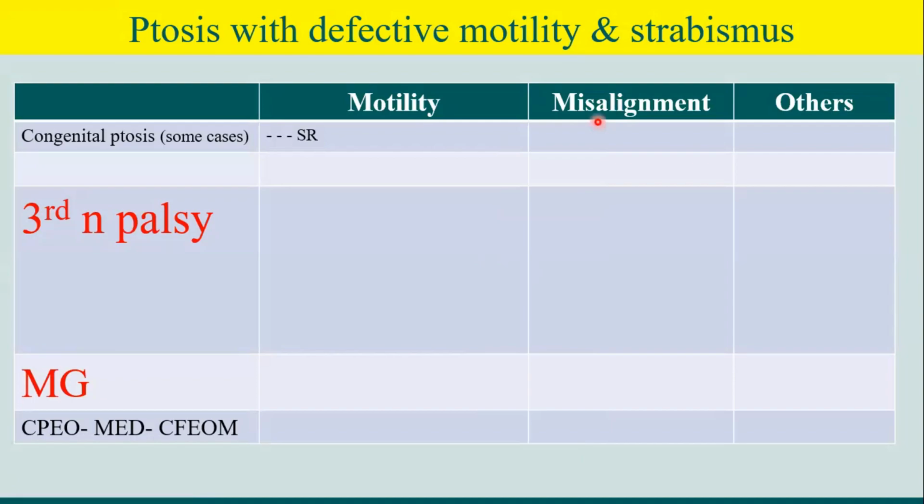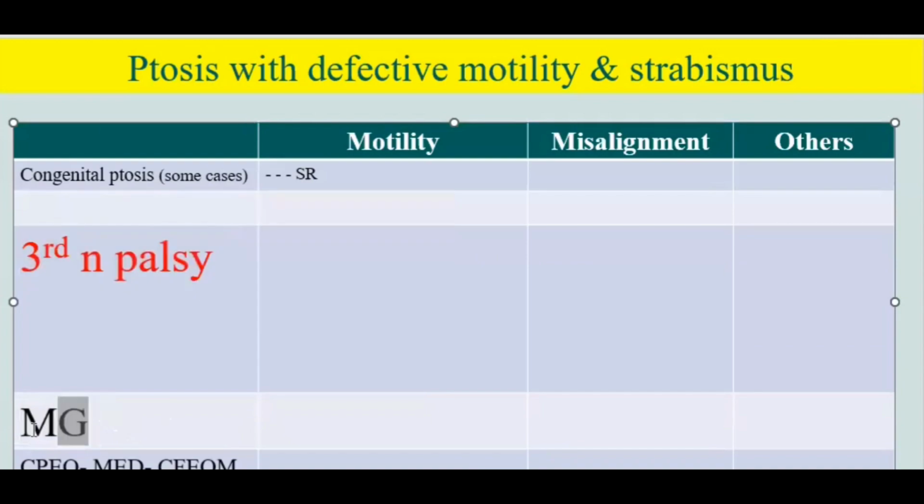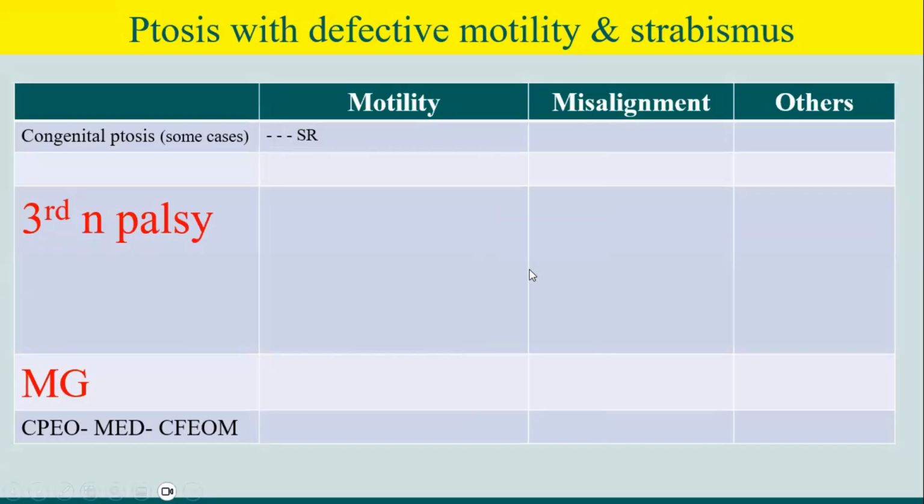Here we have a table, as you can see, because the third nerve is the most important. The second most important one is myasthenia gravis. All right, we have a simple cause, which is some cases of congenital ptosis. If you study congenital ptosis, you will find that sometimes we have a defect in the action of the superior rectus. So patients with congenital ptosis may show some limitation of upgaze because of underaction of the superior rectus. But usually there is no associated strabismus, no hypertropia or anything. It's just some weakness of the superior rectus.